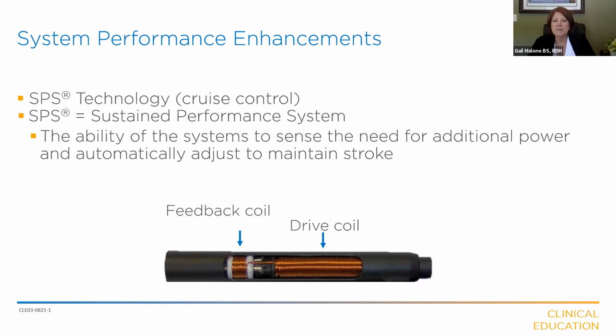So an example of this is, let's say the clinician is working and they have the unit set at a particular power setting, and that tip engages a tenacious piece of calculus. What SPS technology allows the unit to do is automatically adjust and provide additional power so that they can maintain the stroke against that tenacious piece of calculus. Sometimes we refer to it as cruise control for the handpiece.